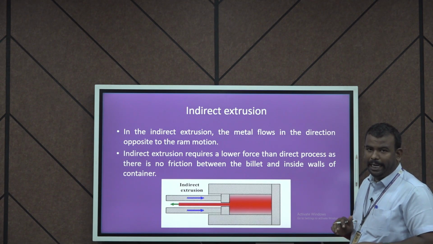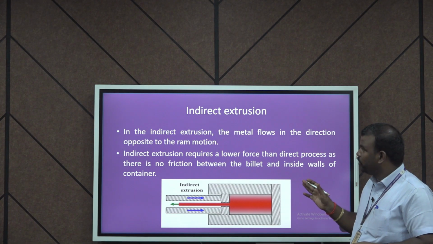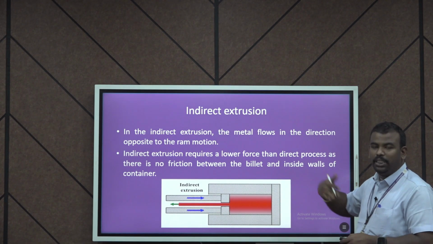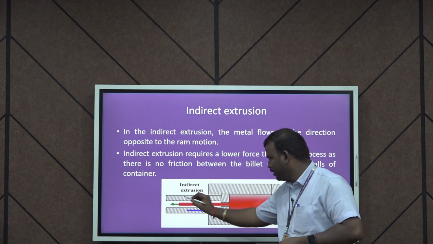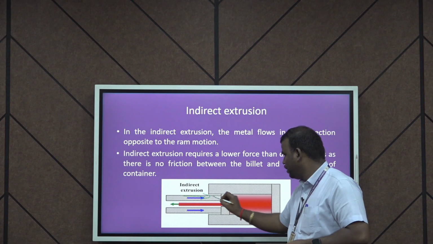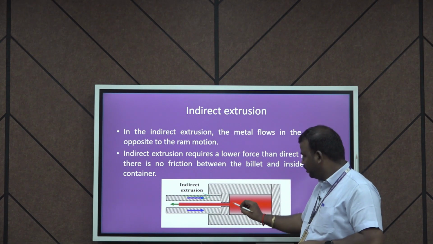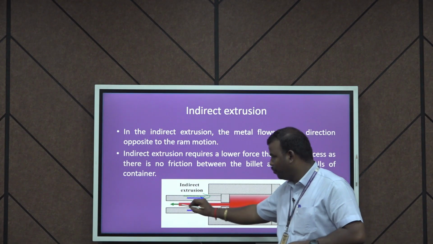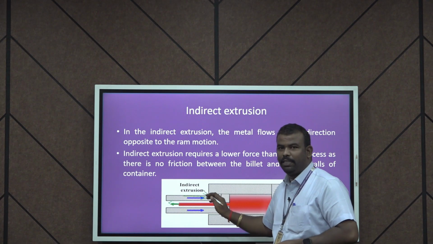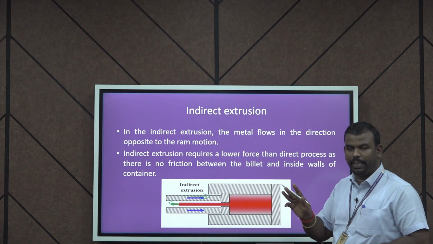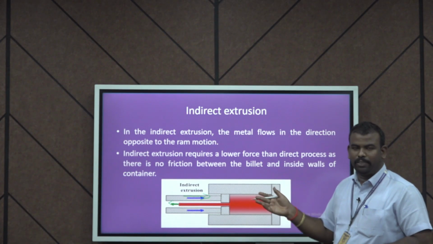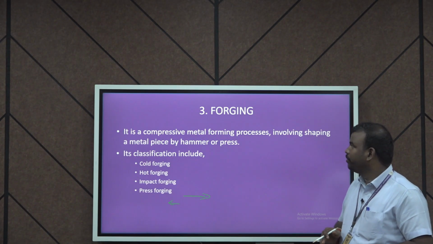The next one is indirect extrusion. In indirect extrusion, the metal flows in the opposite side of the force applied. The force applied is here in the container. The billet is extruded in the opposite direction of the force applied. This is called indirect extrusion. In extrusion, we have 2 types: first one is direct extrusion, the second one is indirect extrusion.